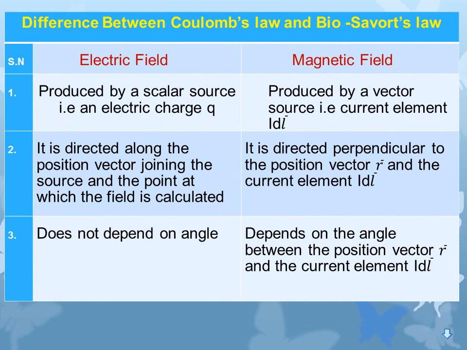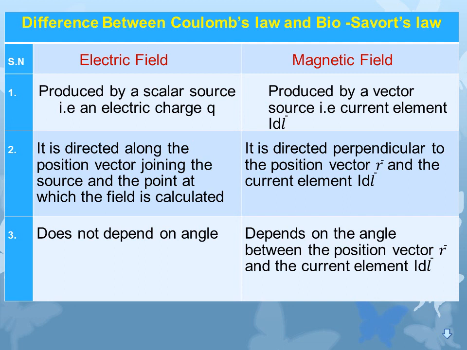Now let's see what are the differences between Coulomb's law and Biot-Savart law. As with the similarities, let us see in electric field and magnetic field. First, the electric field is produced by a scalar source, that is an electric charge Q. The magnetic field is produced by a vector source, that is the current element I dl. And in Coulomb's law, the electric field is directed along the position vector joining the source and the point at which the field is calculated.